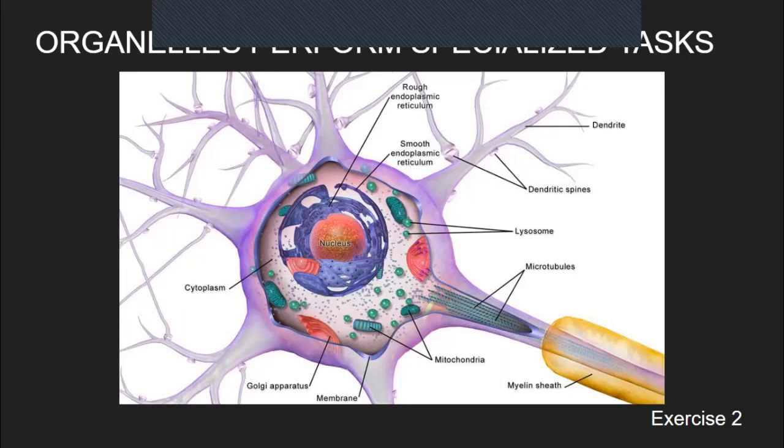So you'll have rough ER with ribosomes making proteins, and you'll have smooth ER without those ribosomes. So it's smooth because it doesn't have the little dots all over it, and it's going to be making lipids.